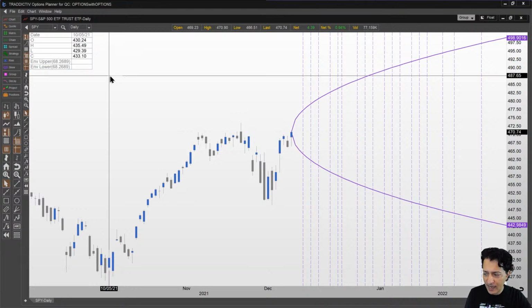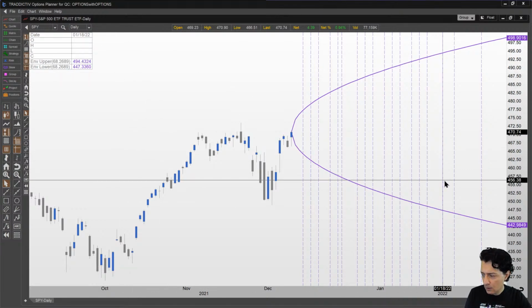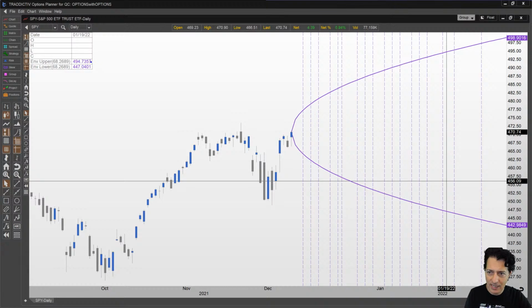If instead of looking at January 3, you look at January 18, then the range is 494 to 447, meaning that in a one standard deviation of the cases, you would be between those two prices, assuming that stock will remain behaving the way it's behaved during the last 1 year when it comes to speed of price movement.